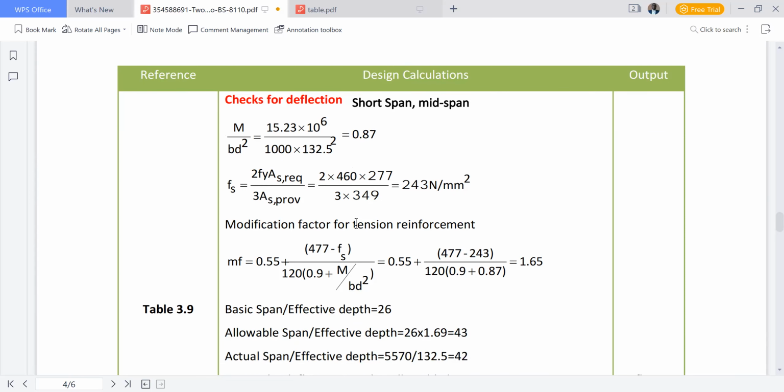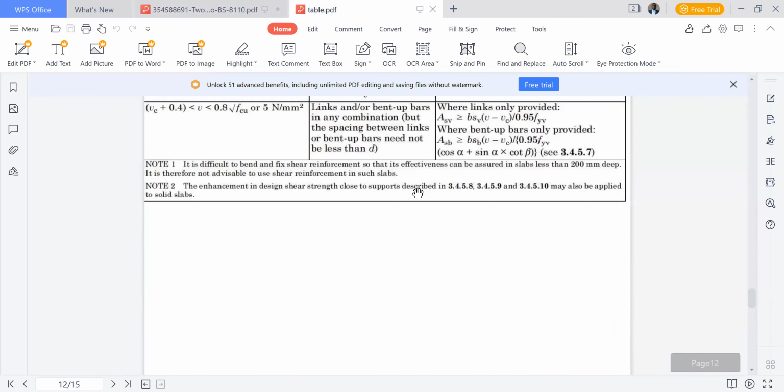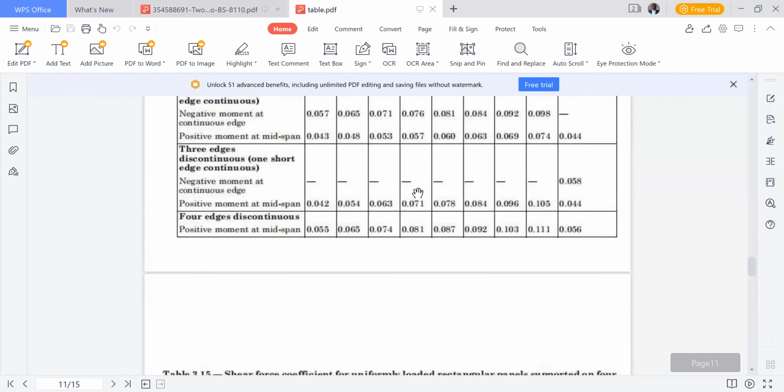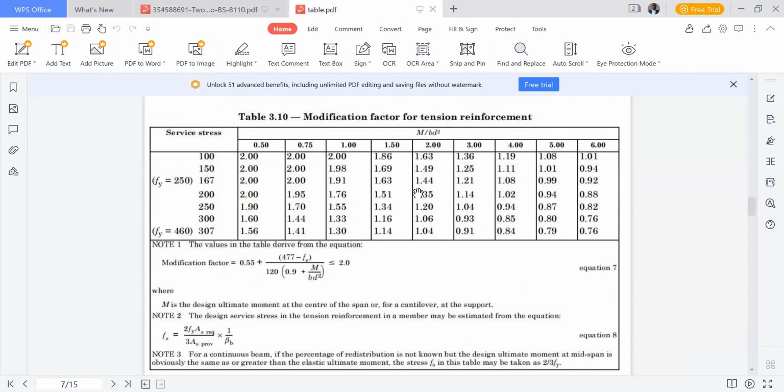Now we can compute modification factor. Modification factor, this is table 3.9. Let me show you. This is a modification factor. So this is the formula we are using. So you can opt to read this value or you calculate, but calculation will be much easier because of a lot of interpolation. So this is the formula we are applying here. This is the formula we use to calculate service stress. This is now the formula for modification factor.